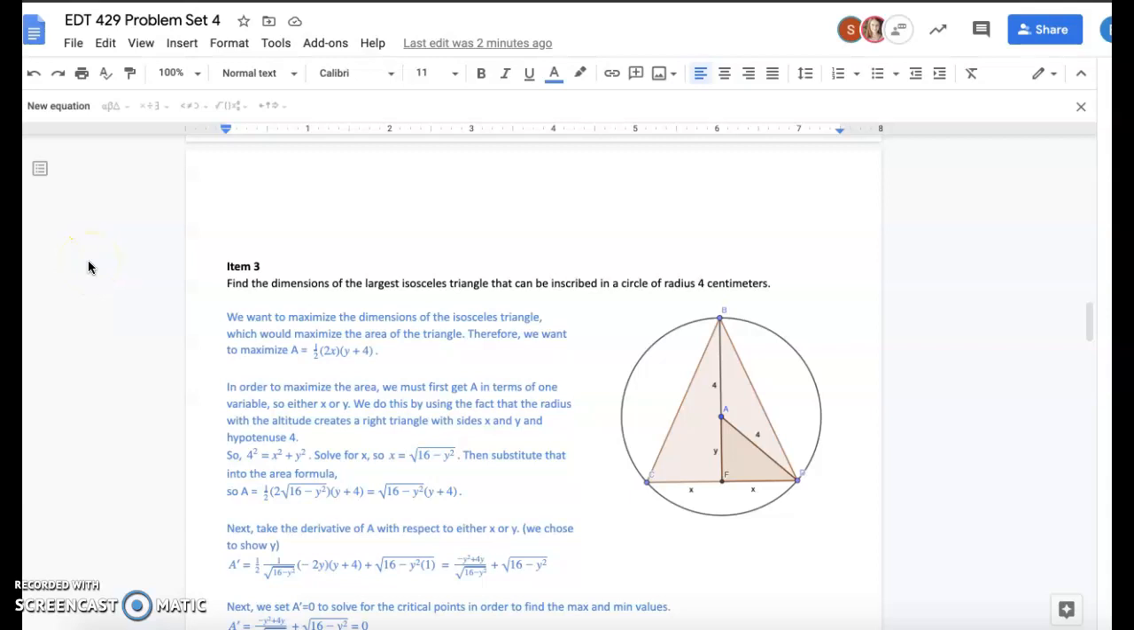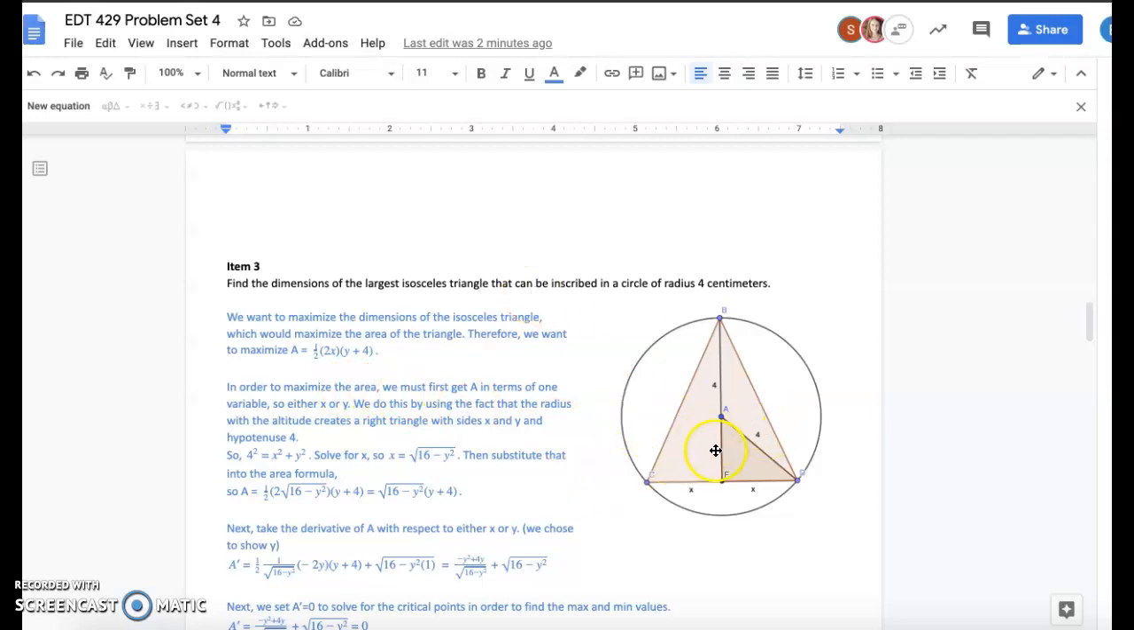So for item number 3, we're finding the dimensions of the largest isosceles triangle that can be inscribed in a circle of radius 4 centimeters. So from that information, I determined that we want to maximize the dimensions of the isosceles triangle, which would, in the end, maximize the area of the triangle. So we want to maximize the equation A equals 1/2 times 2x times (y plus 4).